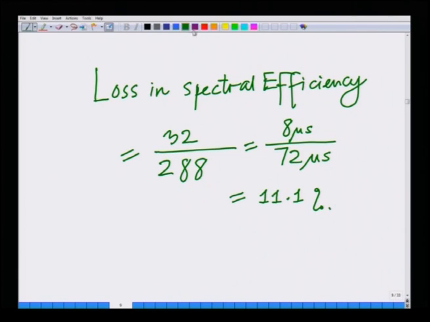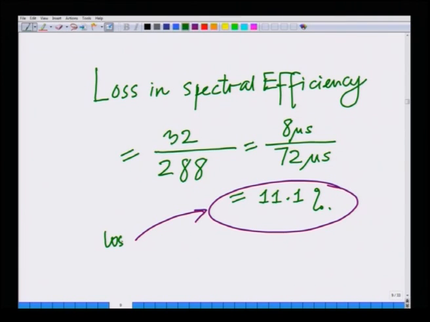So, roughly 11.1% is lost because of the addition of the cyclic prefix. This 11.1% is essentially the loss in the effective information rate of the system because of the addition of cyclic prefix symbols, which themselves convey no information.